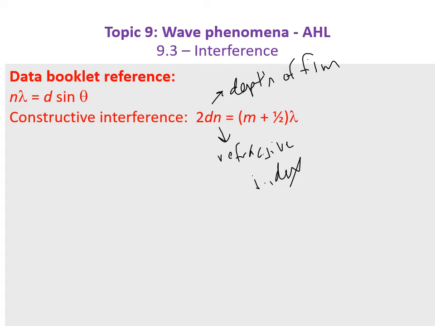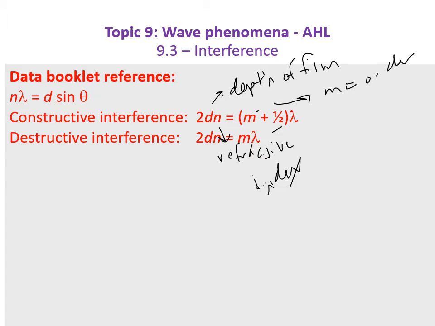You guys remember from topic 4.4, I believe. m is the order in this case. It's a whole integer multiple. m equals 0 would be the middle of the interference pattern. m equals 1, 2 would be the subsequent patterns that you see, plus a half. Now in this case, with constructive interference, the reason we have a half is because of phase change, and we'll get to that, times the wavelength of light. So that's the condition where you have constructive interference.